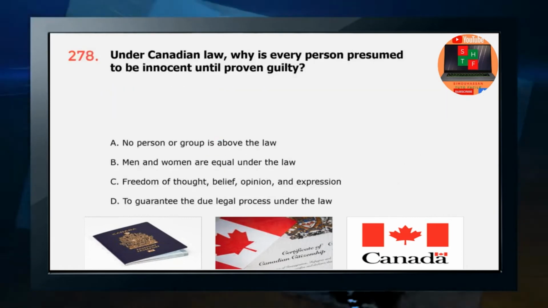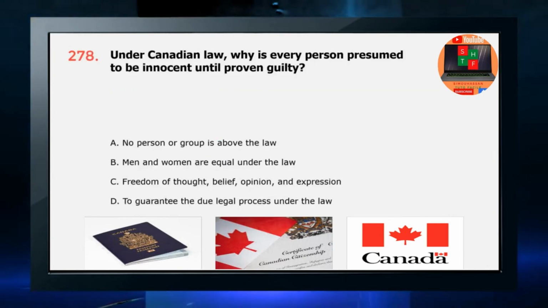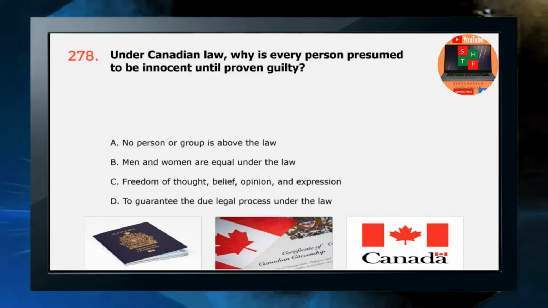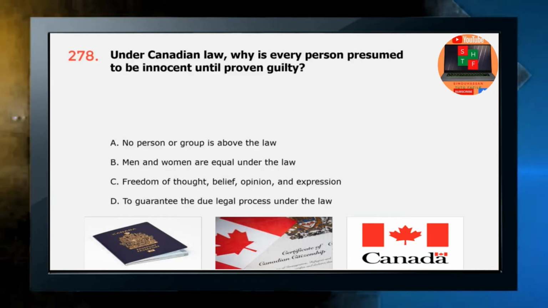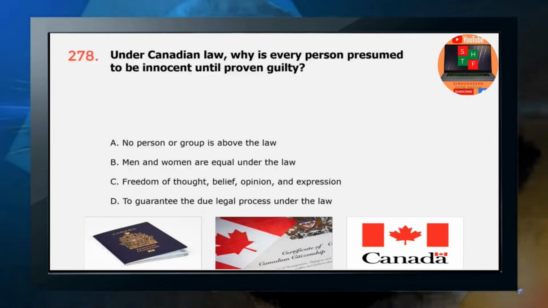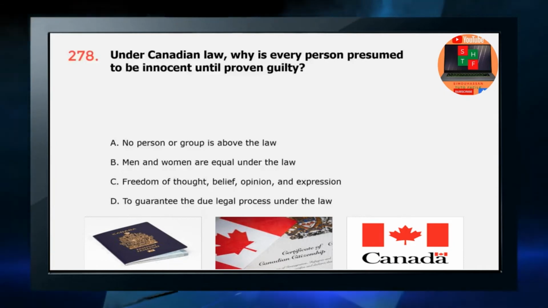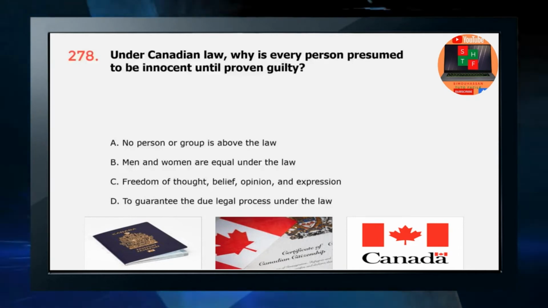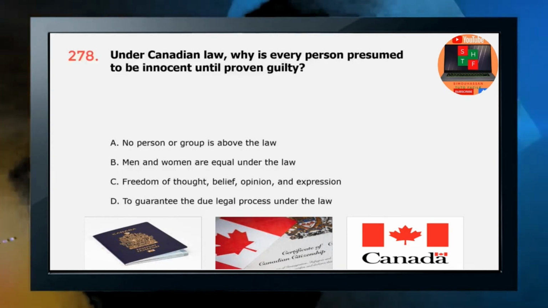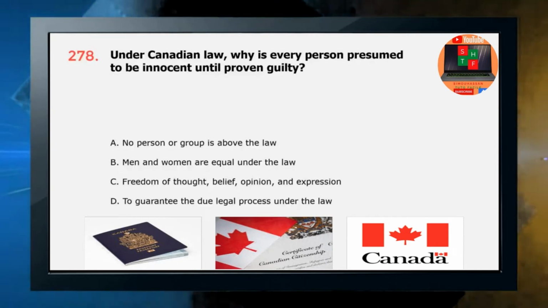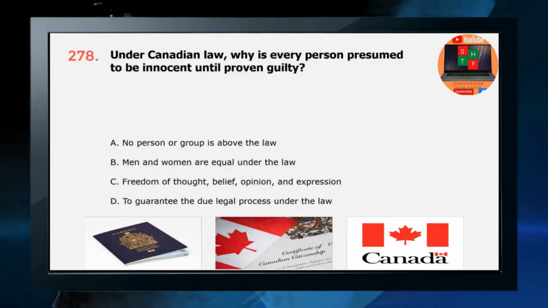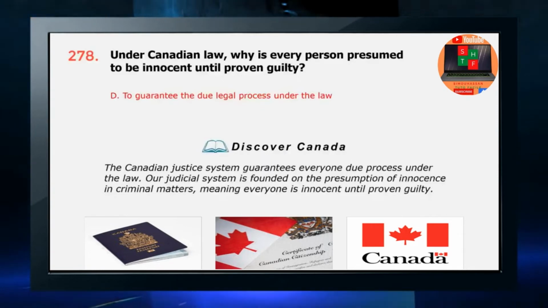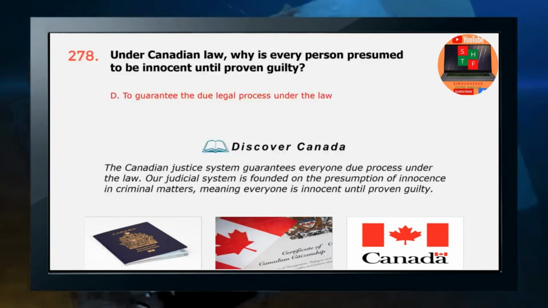Question 278. Under Canadian law, why is every person presumed to be innocent until proven guilty? A. No person or group is above the law. B. Men and women are equal under the law. C. Freedom of thought, belief, opinion, and expression. D. To guarantee the due legal process under the law. The answer is D. To guarantee the due legal process under the law.